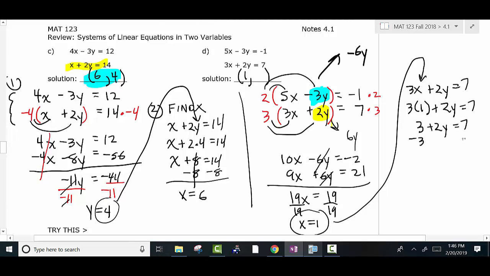Subtract 3 from both sides. Got 2y equals 4. And then divide both sides by 2. So you get y equals 2. So the answer to that problem would be the point (1, 2).